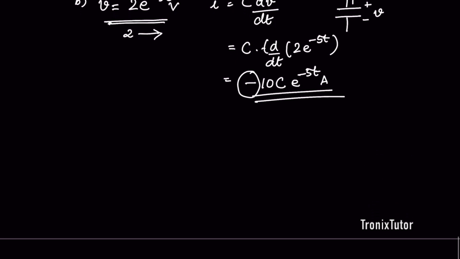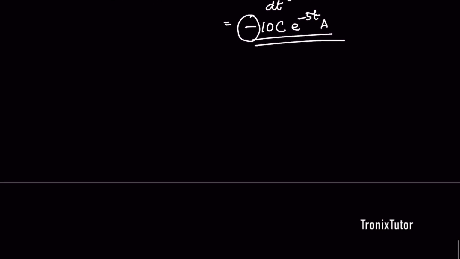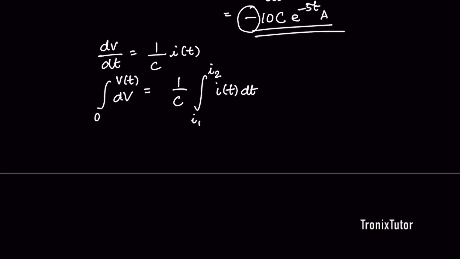Now, suppose I want to find the voltage at any time in the capacitor. The voltage is going to be related using the integral. So remember that dV/dt can be written as 1/C times I(t). So the voltage can be determined by integrating the current over a given time period, and that gives us the voltage.